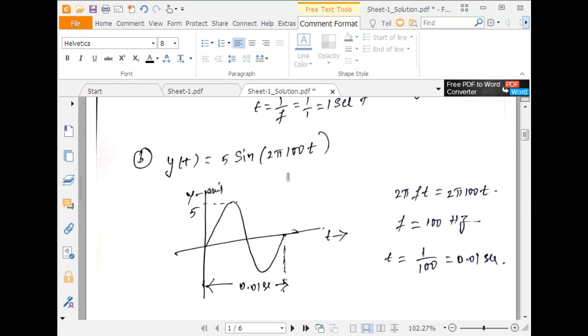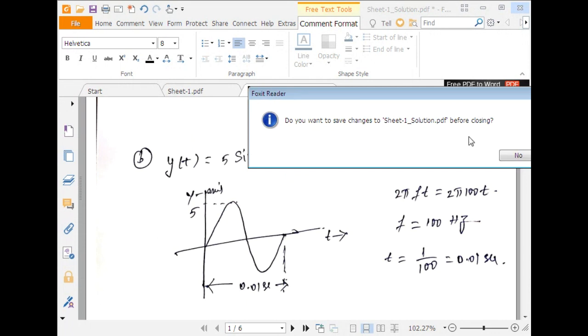What's going on, sir? Close all tabs. Sharing is a problem here.